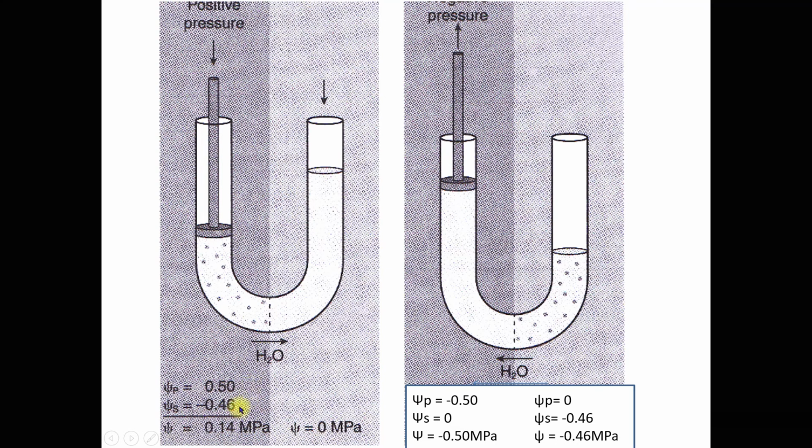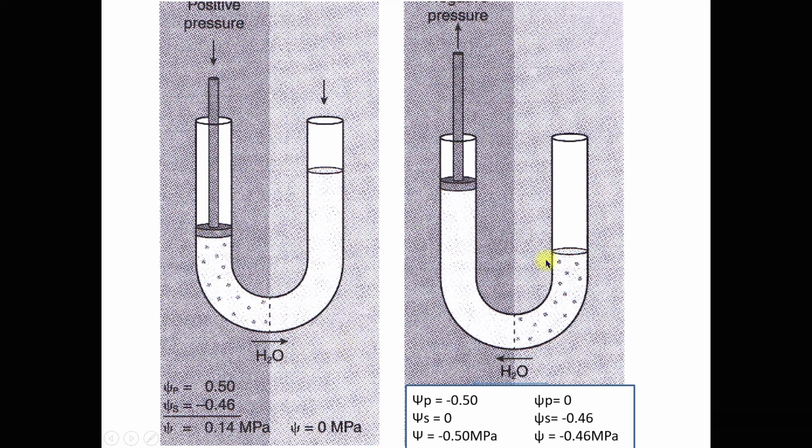So you can see that the left arm has higher water potential compared with the other arm. So what will happen to the movement of water? The water will move from the left arm to the right arm, from a higher water potential to a lower water potential. So the water will diffuse via osmosis from the left arm to the right arm. The left arm has the greater water potential, so water will move in this direction.